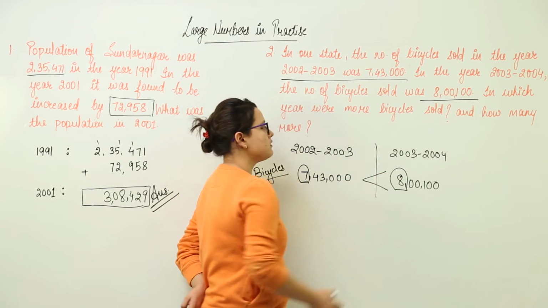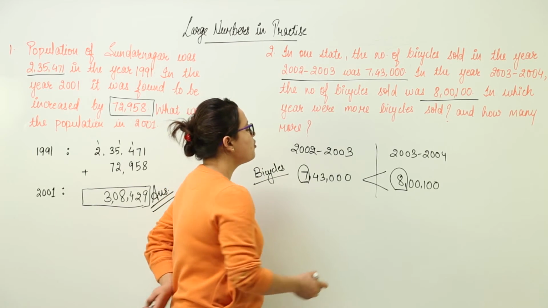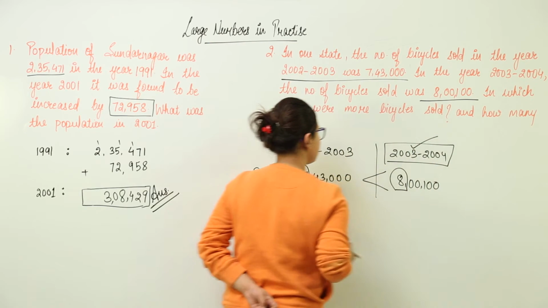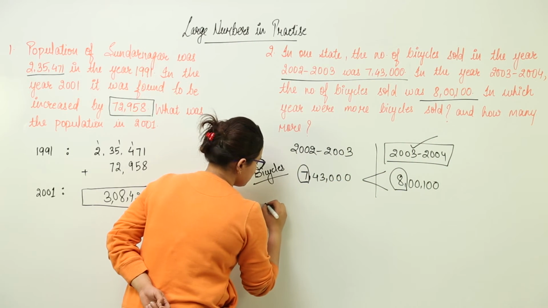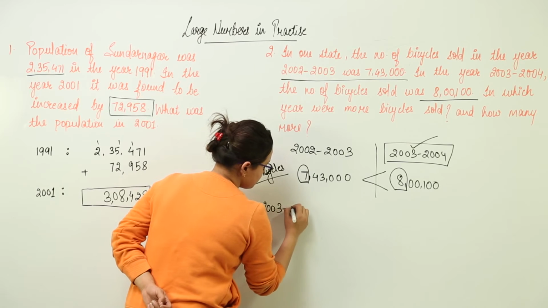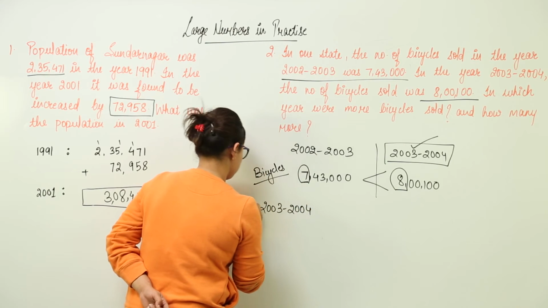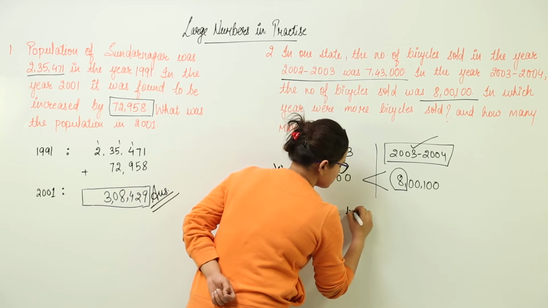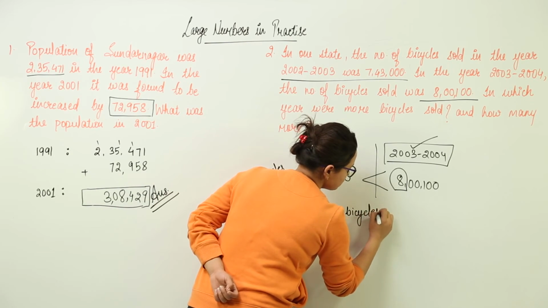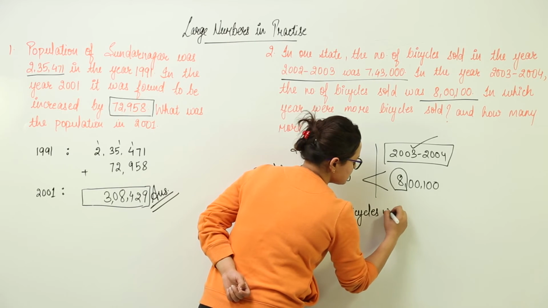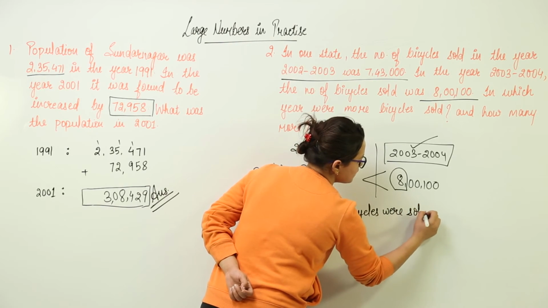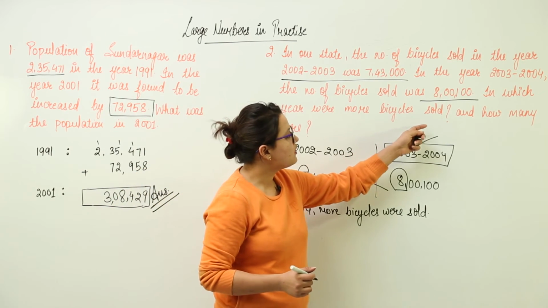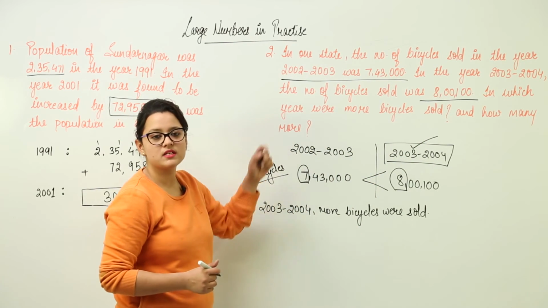Definitely this is greater. So we say that more number of bicycles were sold in 2003 and 2004. So we write over here, in 2003 to 2004, more bicycles were sold. But we are not finishing only here. We have the next part, where how many more bicycles were sold.